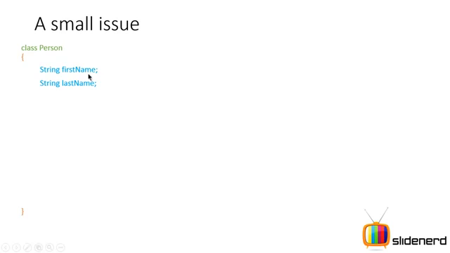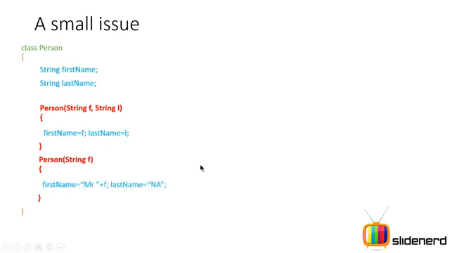It has string firstName and string lastName. Here it has a constructor that takes two string arguments, F for the first name and L for the last name, and I simply say firstName should be equal to F, lastName should be equal to L. Now notice carefully, there is another constructor Person which takes only string F. In this case, the first name is "Mr. " plus F, which means if you pass Anki from your public static void main for this constructor, it's going to be "Mr. Anki" over here, and the last name is going to be NA.